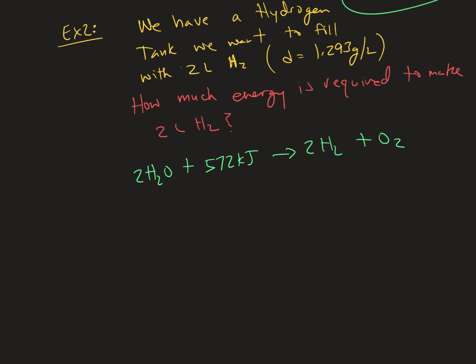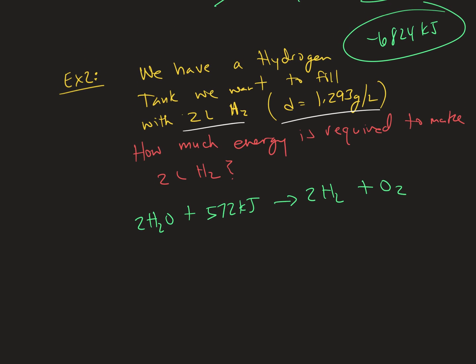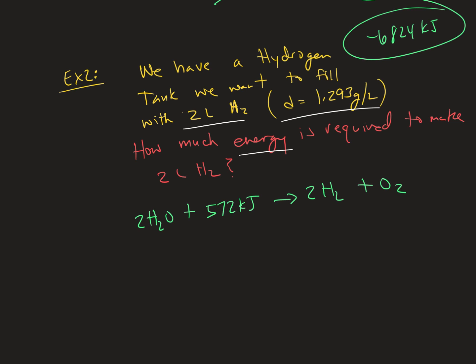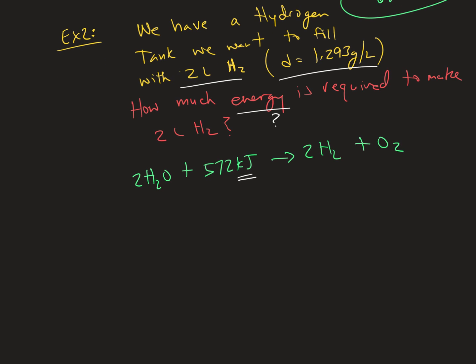All right, so where do we start? We have a balanced equation. Start with what we know. We need 2 liters of hydrogen gas, right? We also know the density of hydrogen gas. And what are we looking for? How much energy? That's my question. Energy is measured in joules, or kilojoules. So where do you want to start? We know 2 things.